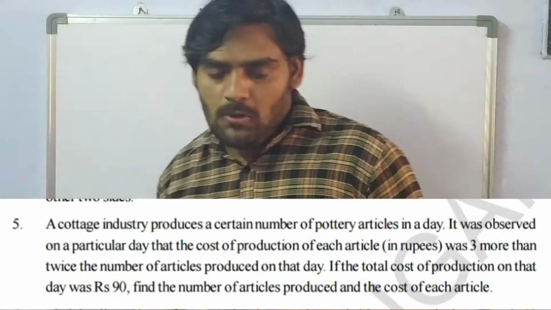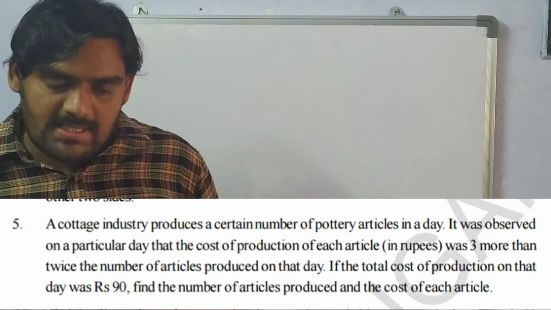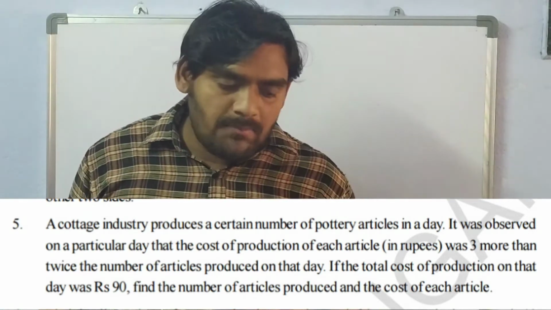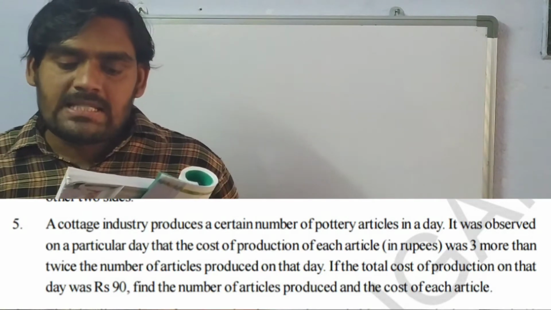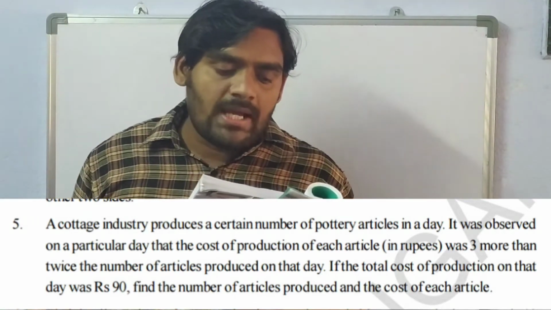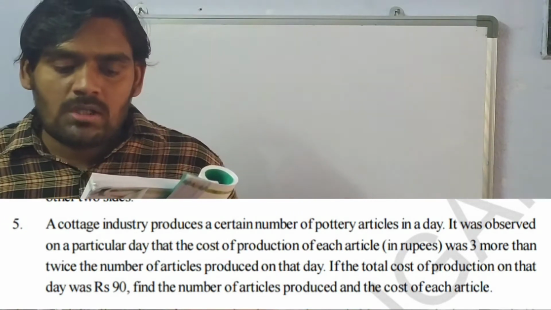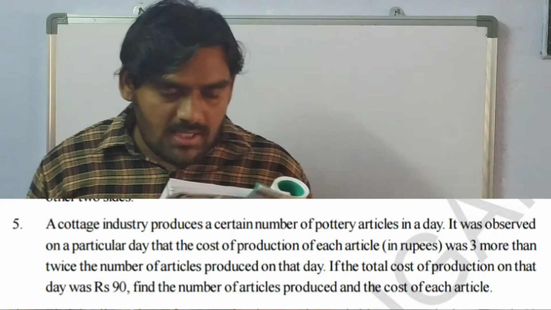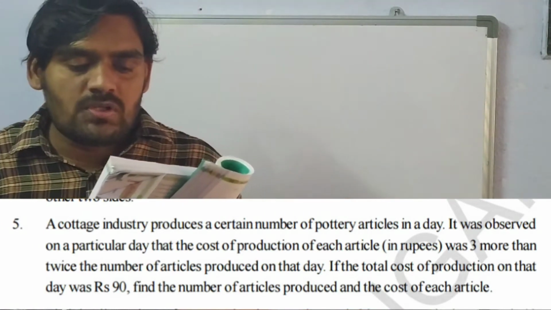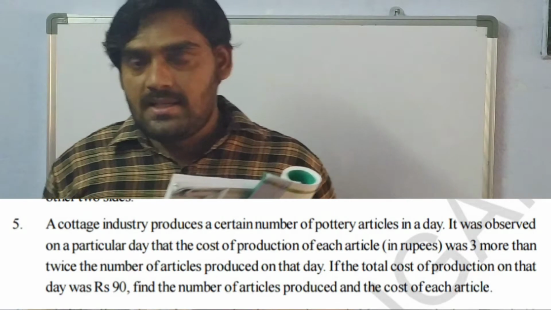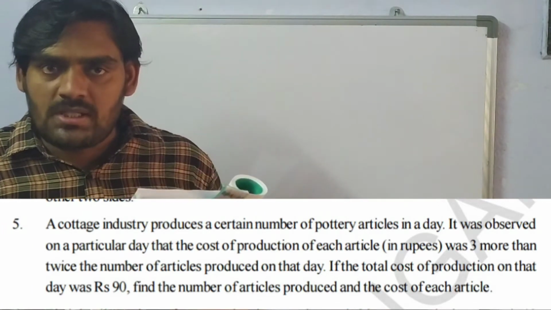Next, coming to the fifth problem. A cottage industry produces a certain number of pottery articles in a day. It was observed on a particular day that the cost of production of each article was 3 more than twice the number of articles produced on that day. If the total cost of production on that day was rupees 90, find the number of articles produced and the cost of each article.